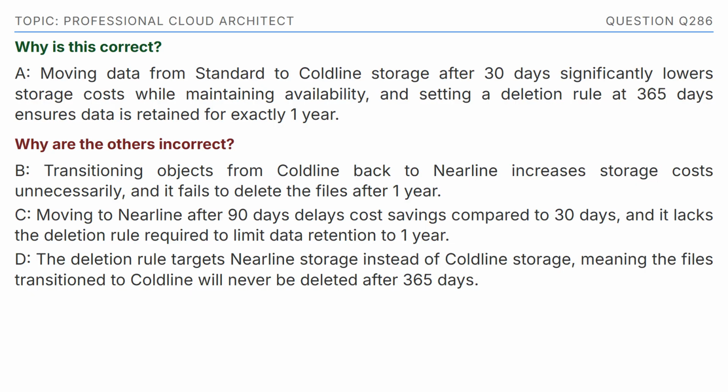Why are the others incorrect? B. Transitioning objects from Coldline back to Nearline increases storage costs unnecessarily, and it fails to delete the files after 1 year. C. Moving to Nearline after 90 days delays cost savings compared to 30 days, and it lacks the deletion rule required to limit data retention to 1 year. D. The deletion rule targets Nearline storage instead of Coldline storage, meaning the files transitioned to Coldline will never be deleted after 365 days.